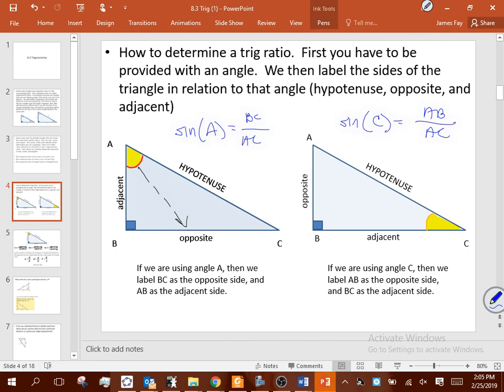They're different, and it's important that we understand they're different because we're focused on different angles initially, and that then sets up different opposite and hypotenuse sides. Okay? Does that make sense to everybody? Yep. All right.